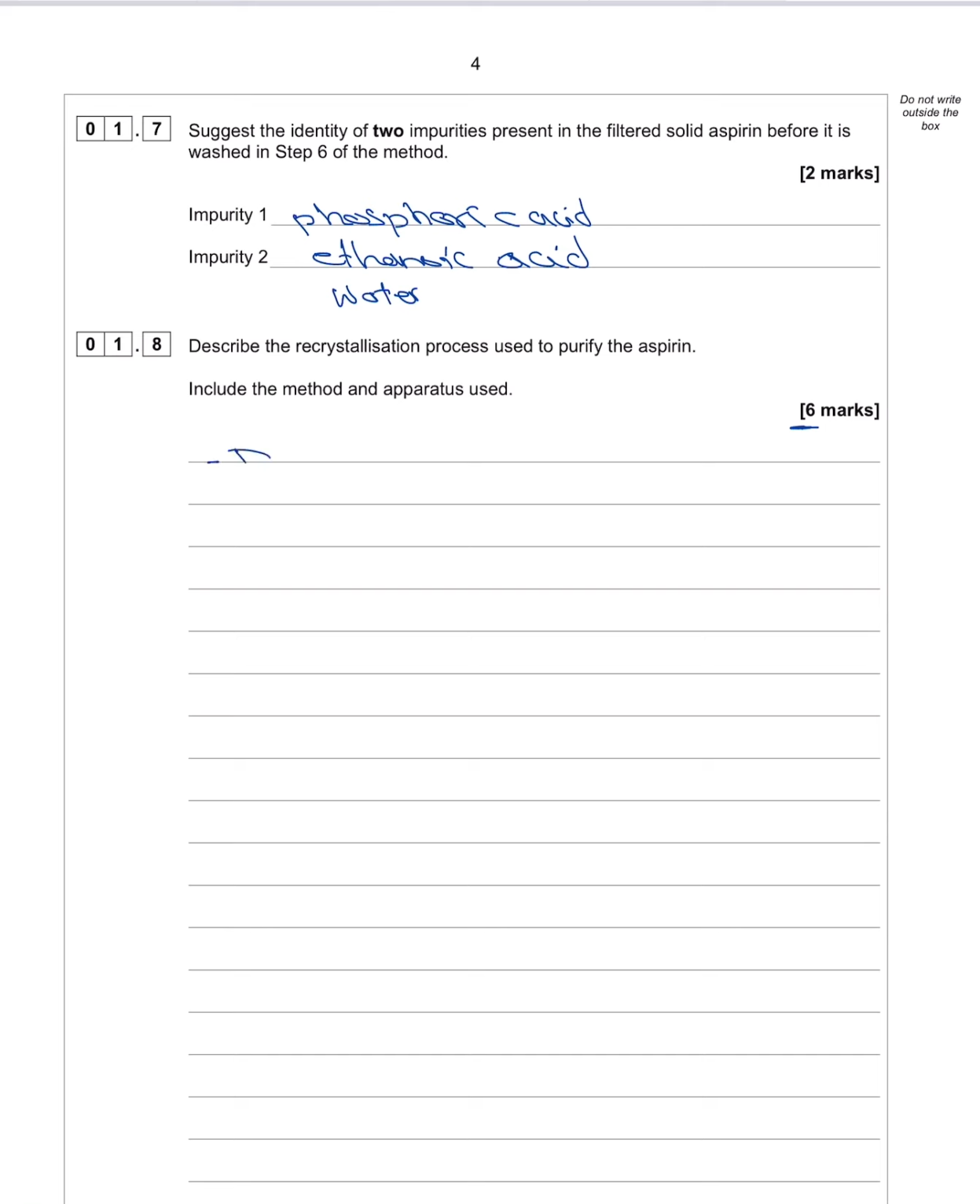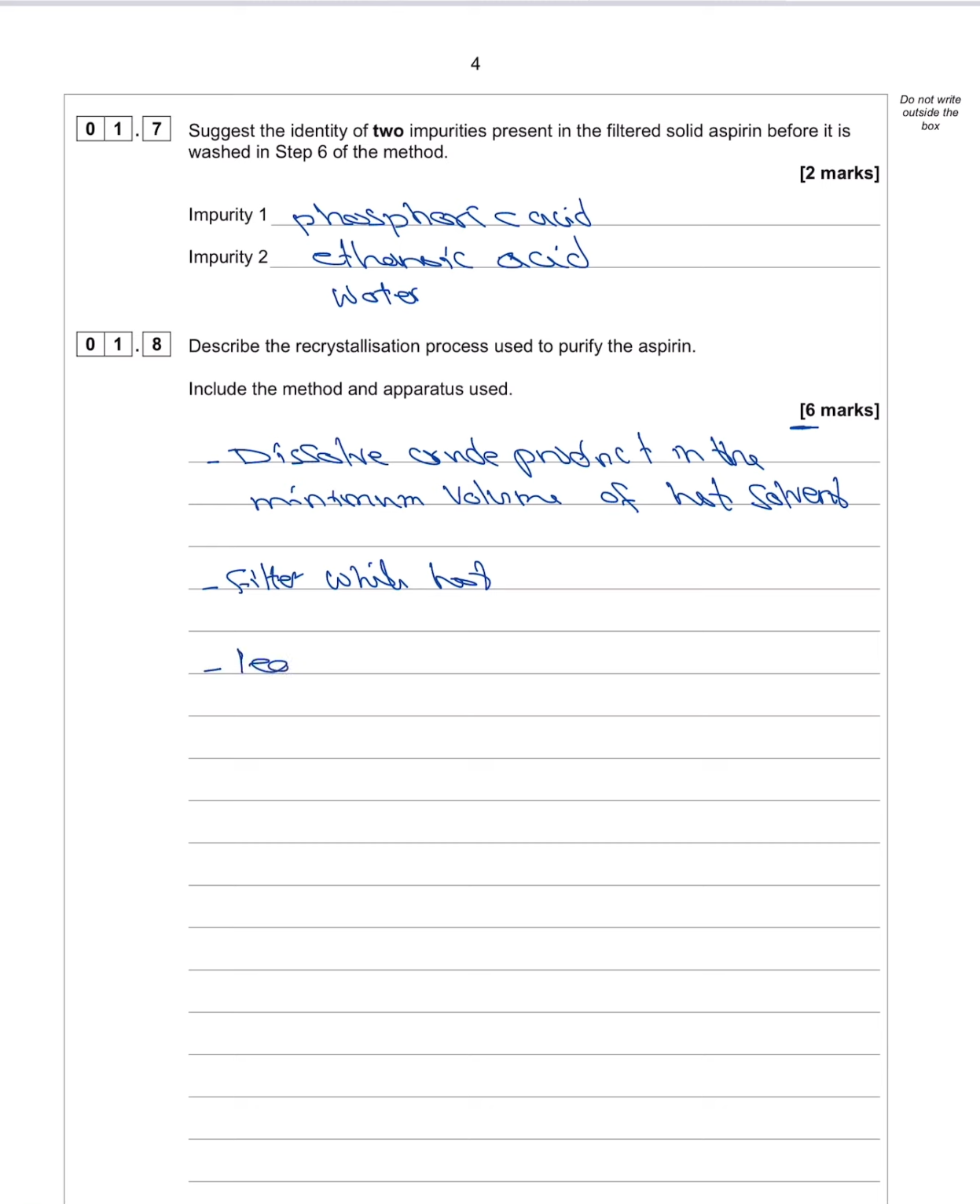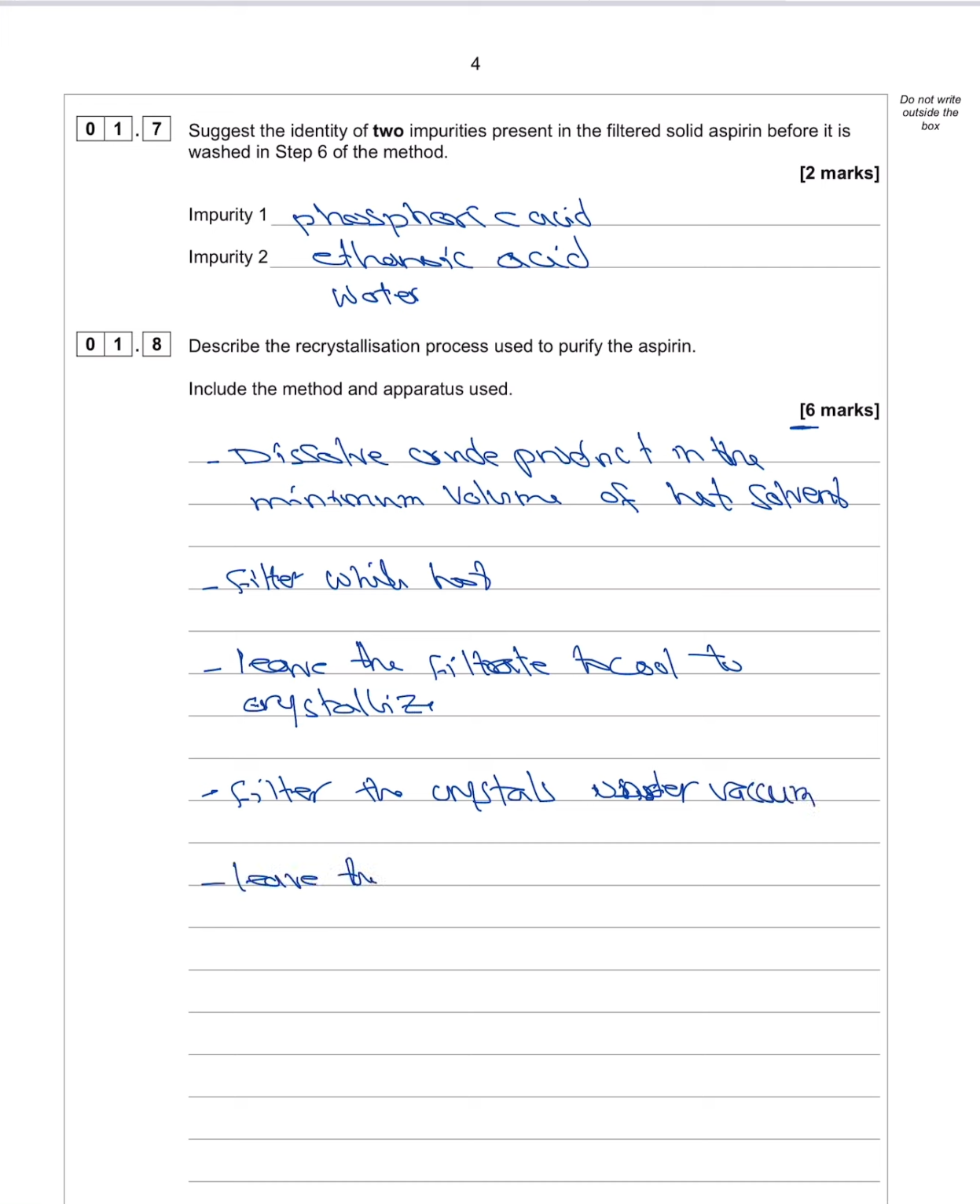So first of all, we have to dissolve the crude product in the minimum volume of hot solvent, and then you can filter it while hot, and then you leave the filtrate to cool to start crystallization, and then you filter the crystals using vacuum, and then leave the solid to dry, or the residue to dry.